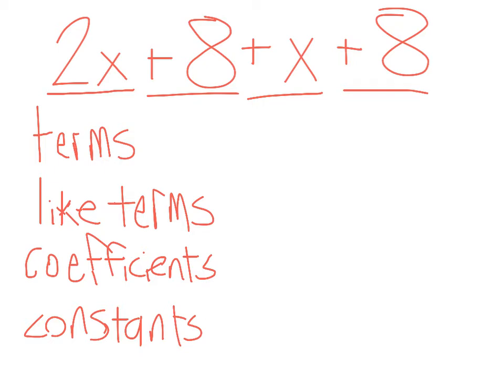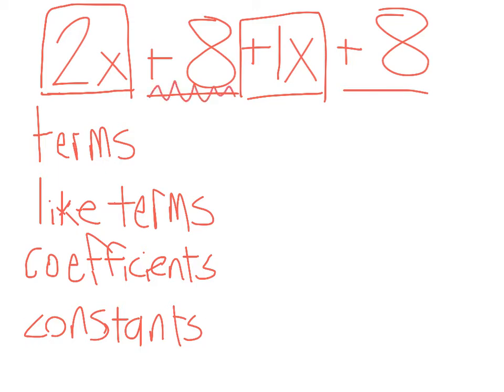Now, they're also called like terms. The ones that are alike, 2x and positive x, are like terms, right? So you've got 2x and you've got another 1x. Those are like because they have an x. The other like terms are the positive 8 and the positive 8, because they don't have any letters at all. So those are also like terms. You have 2 different sets of similar terms.